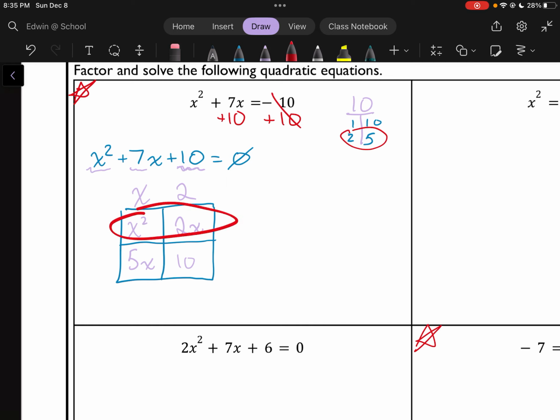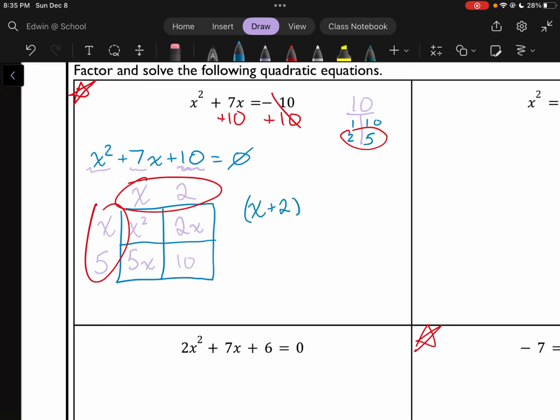So now we look at the rows. So x squared and 2x, they both got an x. In the second row, they both divide by 5. So very easy. Now we got it like that. We could just group this term and this term like this. So we end up with x plus 2, x plus 5. Remember that it's equal to 0.